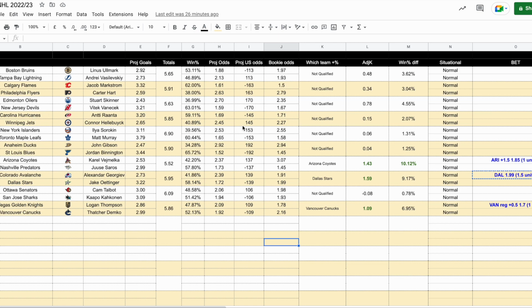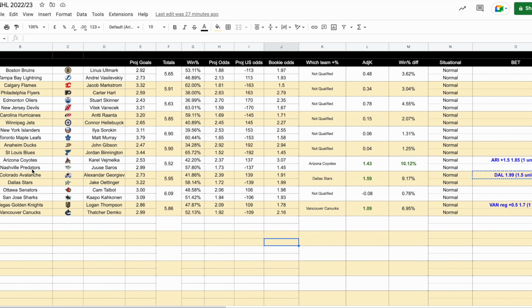Carolina Hurricanes, Winnipeg Jets. Based on my projections, there is no value because my numbers and bookmakers' numbers are too close, so I would stay away from this game. The same with Islanders against Toronto. I give Toronto 60.44% chance to win this game. But when we turn the probabilities into odds, we see that my projected odds and the bookmakers' odds are pretty similar. You can also see this number: when it is close to zero or negative, it means that my numbers and bookmakers' numbers are basically the same or very close. Anaheim Ducks, also no value.